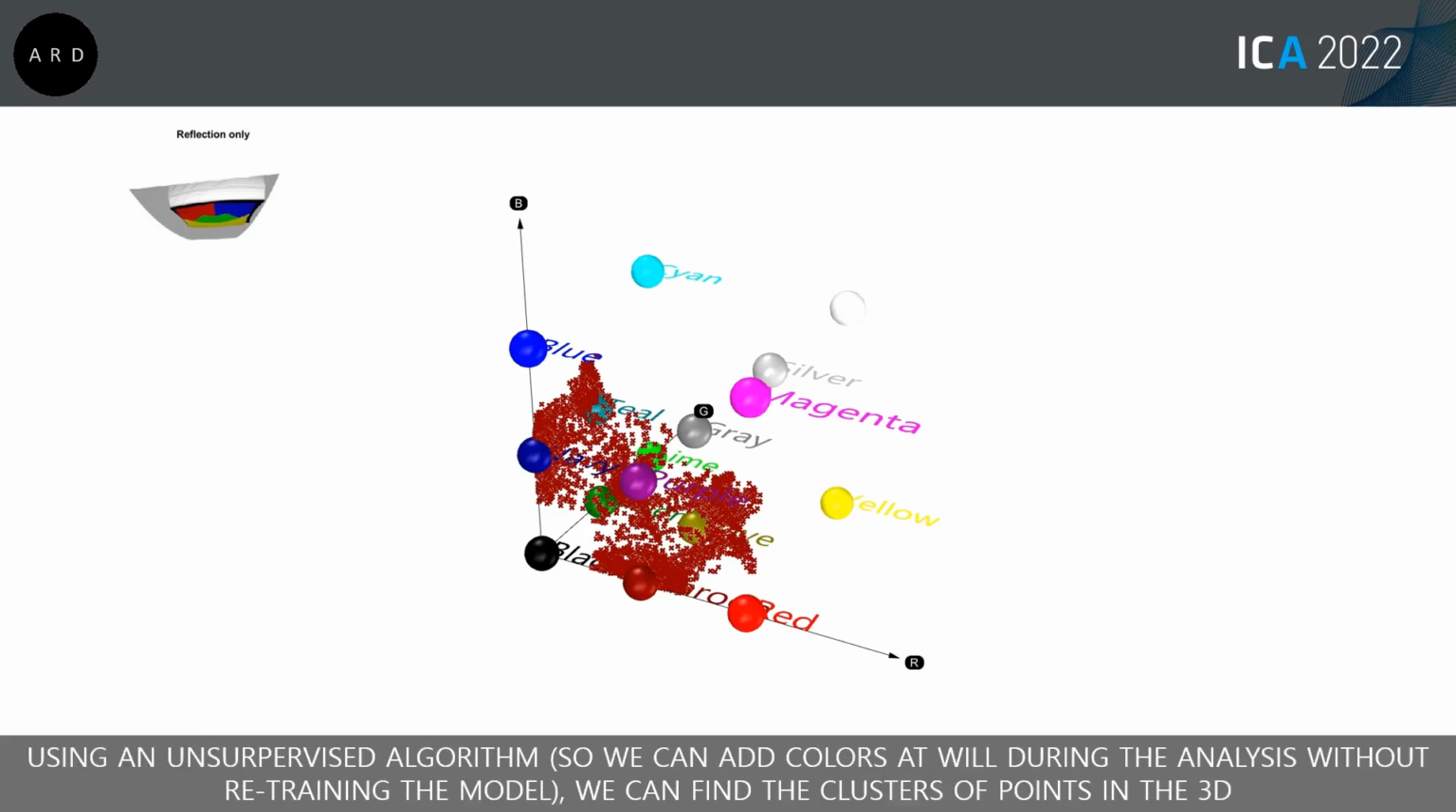And then, using an unsupervised algorithm, we can find the clusters of points in the 3D space. Now, we decided on an unsupervised algorithm so that we could subdivide the stage into smaller subdivisions and add a color without having to go back into the code and change the number of clusters.